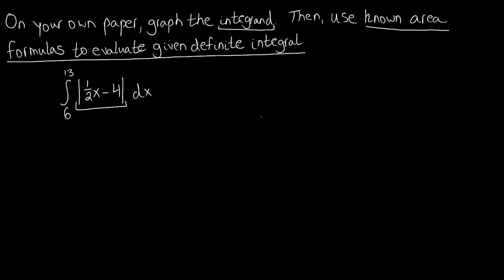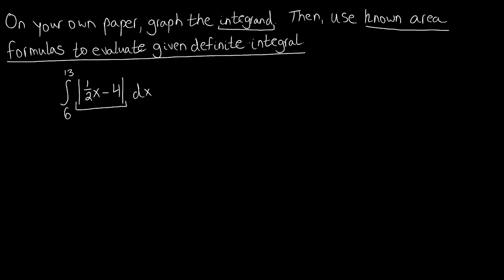In this video, we're going to look at some definite integral properties, okay? And how we're going to do that for this example is first we're going to graph the integrand. And what the integrand is in this question is the absolute value of 1/2 x minus 4. So that's our function that we're going to need to graph. And then we're going to use known area formulas to evaluate the given definite integral.